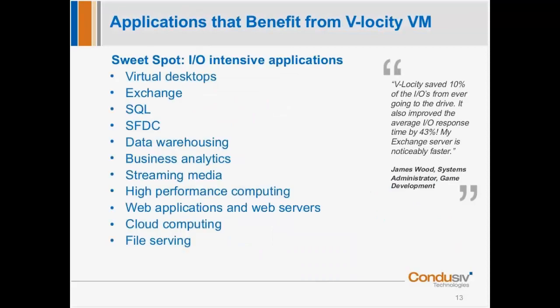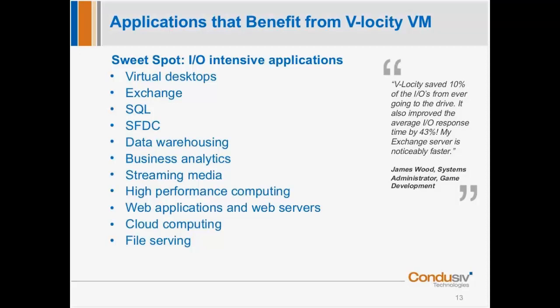So any type of application can benefit from Velocity VM. However, IO-intensive applications are a sweet spot for the product. So applications like virtual desktop, VDI type of environments, Microsoft Exchange, SQL Server.